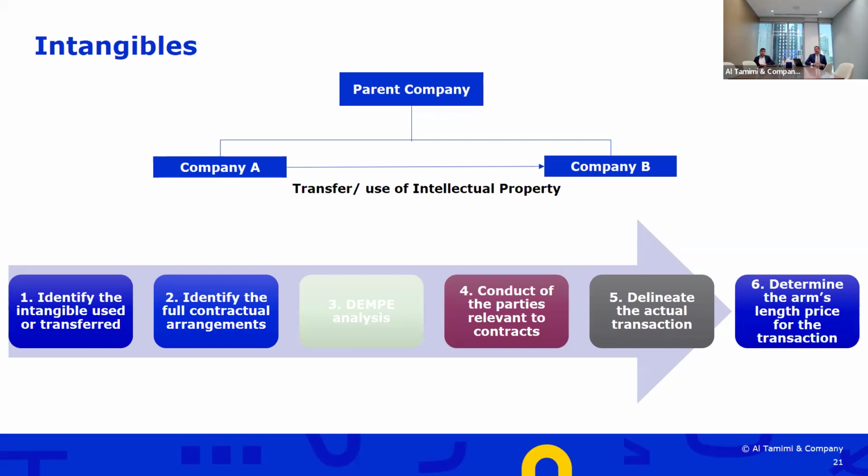The fourth step is the actual conduct of the parties, because many times we see a difference between what the parties are actually doing and what the contractual arrangement says. The fifth step is the delineation of the transaction, and the last one is to determine the arm's length nature of the transaction.